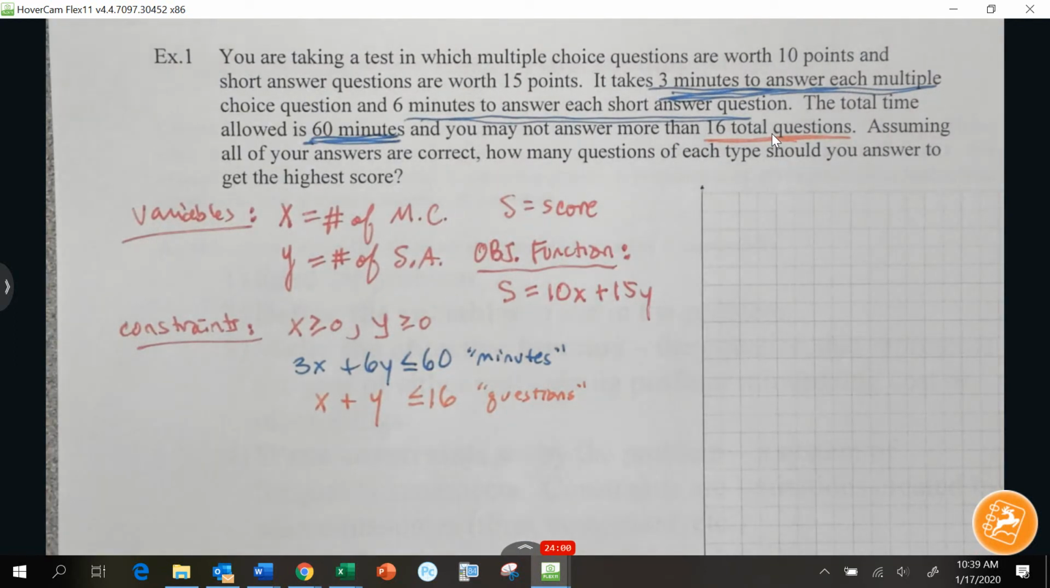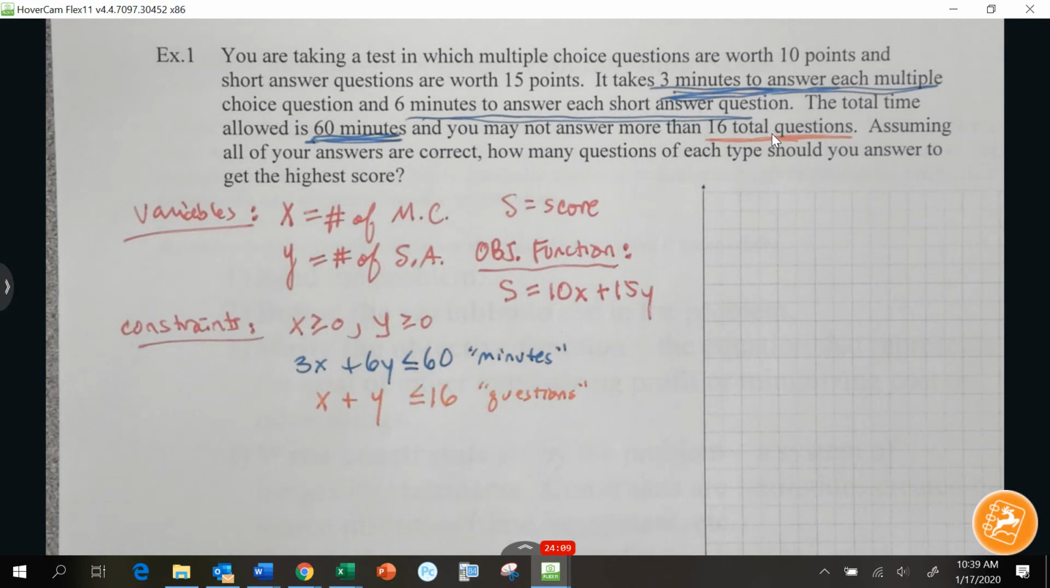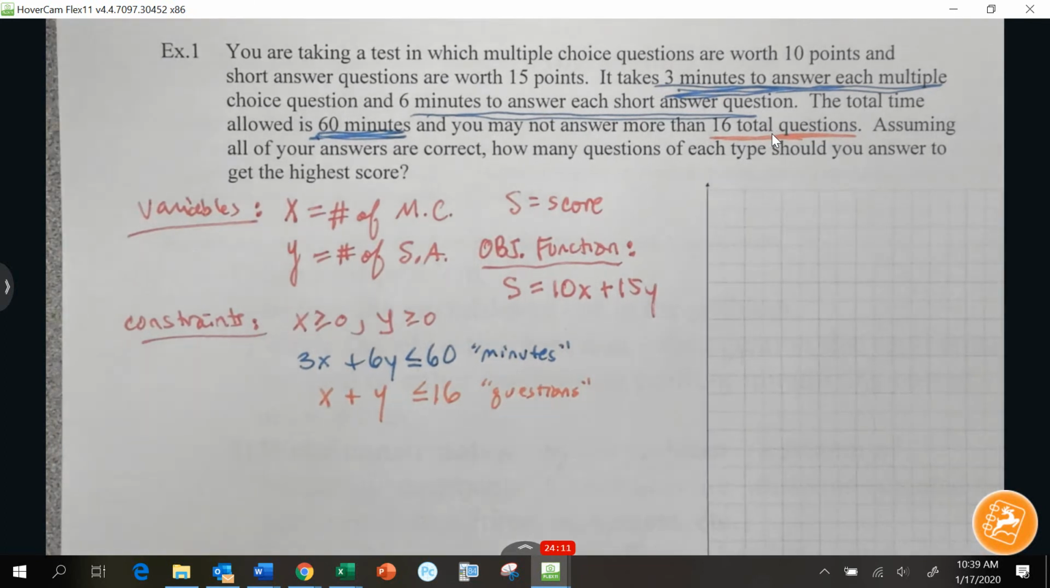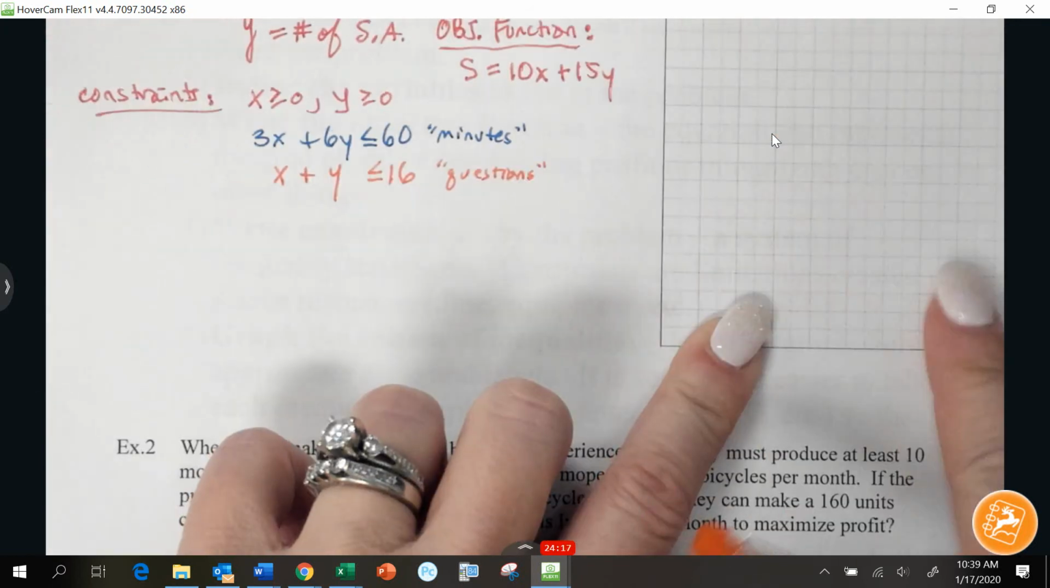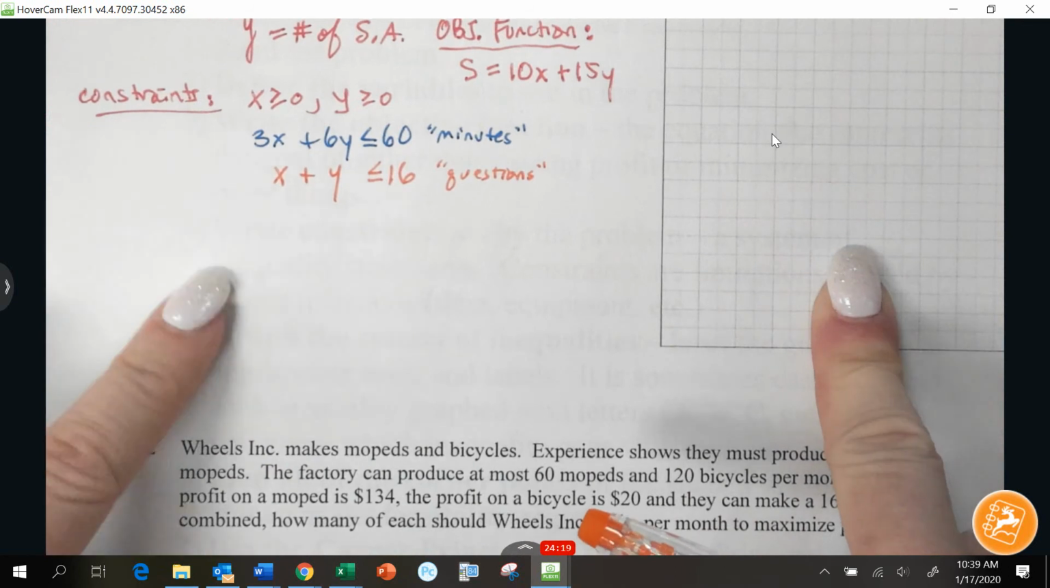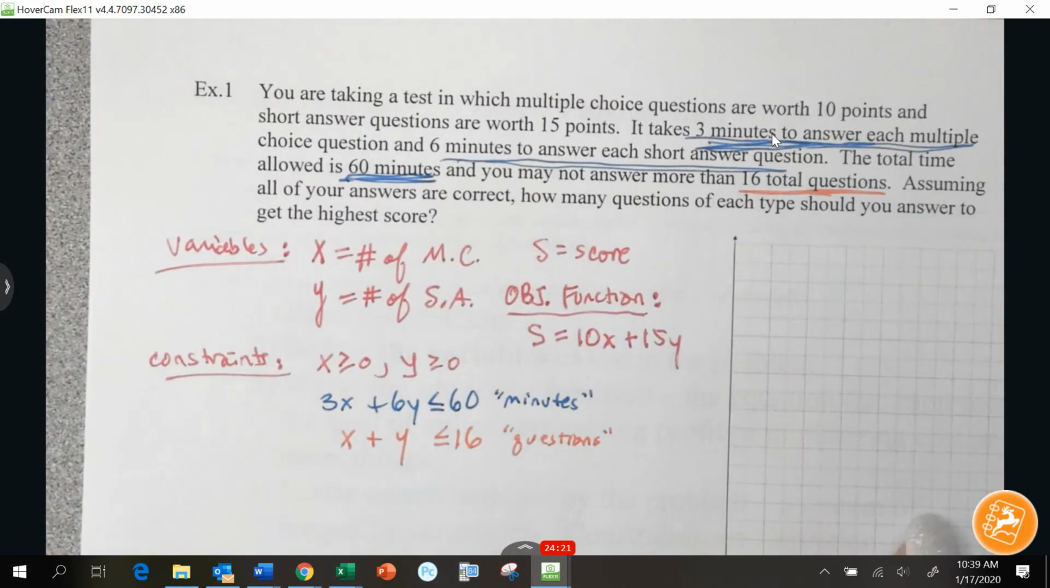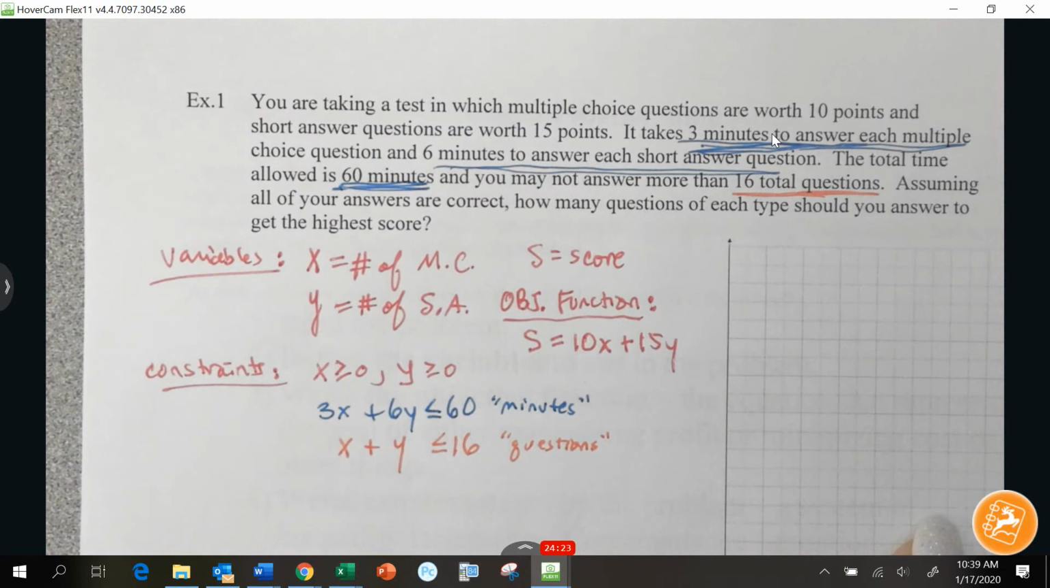Now what do we do? We graph them, then what do we do? Find our vertices. That's while you're graphing them. After we get it graphed, we find where they overlap, then we find our vertices. Then what do we do with our vertices? Check. And then are we looking for the highest number or the lowest number for your score?